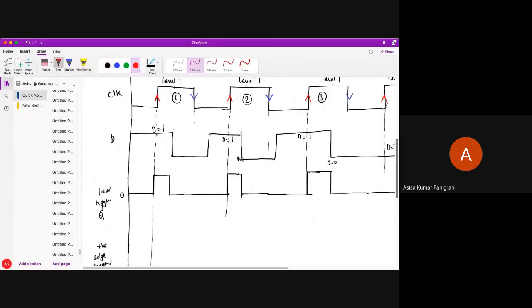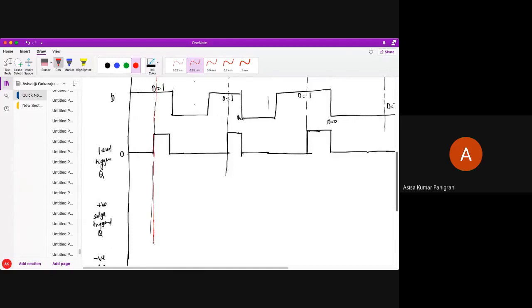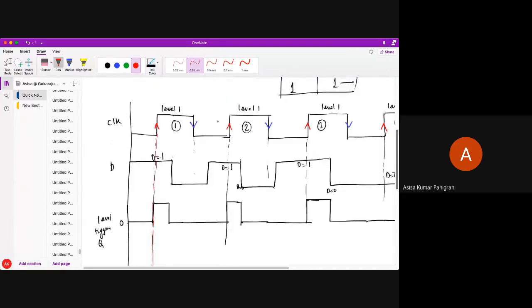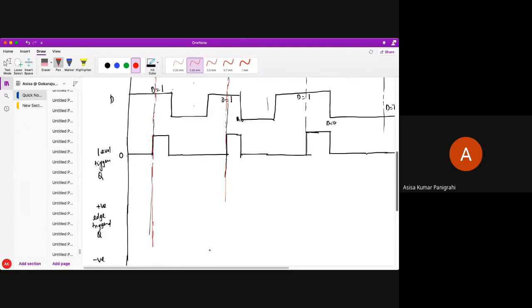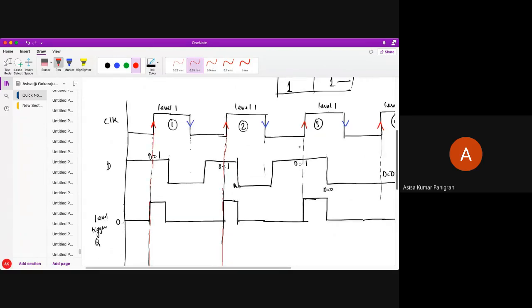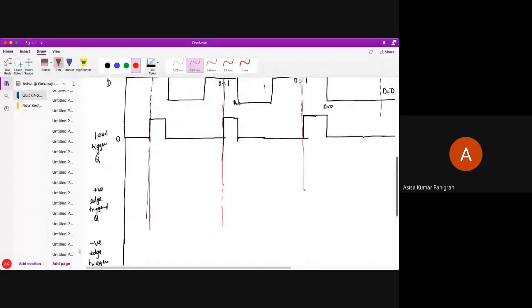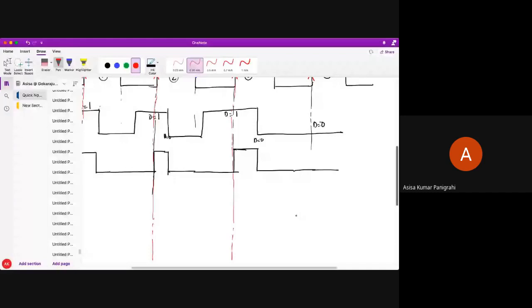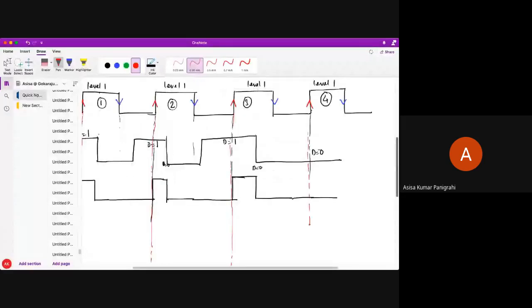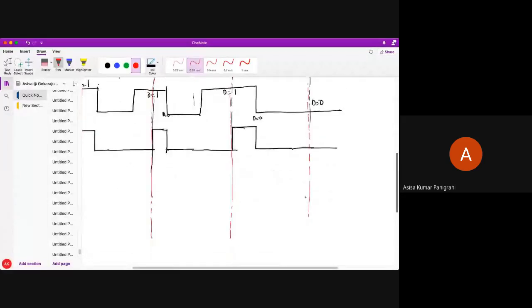In this positive edge triggered flip-flop, I'm just tracing out the positive edges like this. Okay, because I'm going to draw the positive edges. So I'm just going to trace out my positive edges over here. Next positive edge is here. Okay, next positive edge here. Okay, all of you understand?